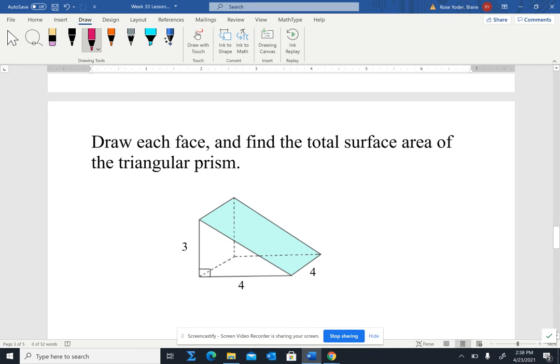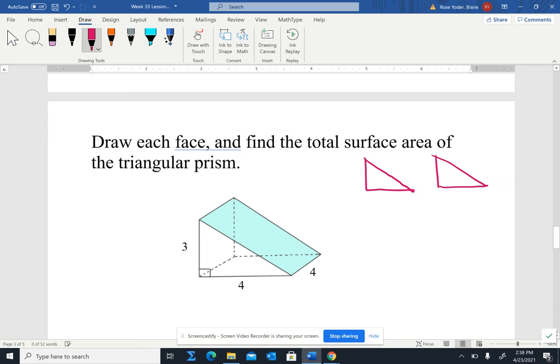Remember I said a prism has 2 congruent parallel bases. So it's actually these triangles that are the bases. That's going to be important to know when we start studying volume later in the year. So we can draw all the faces. I have 2 matching right triangles.